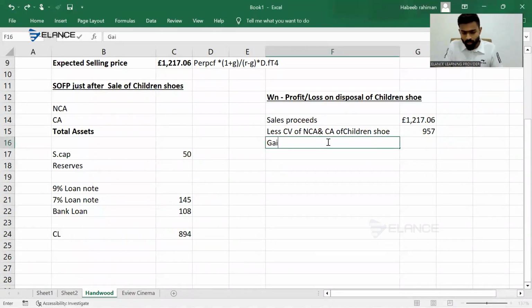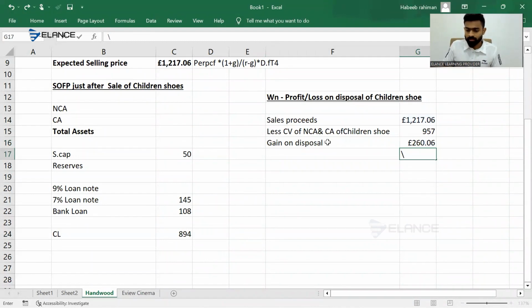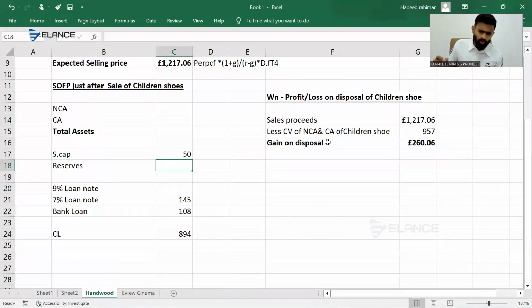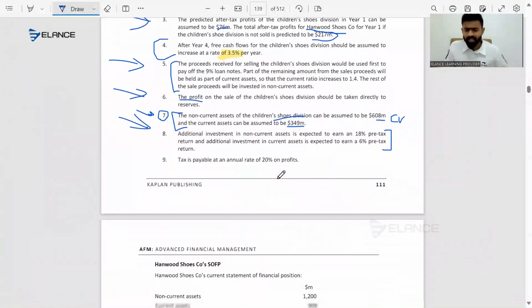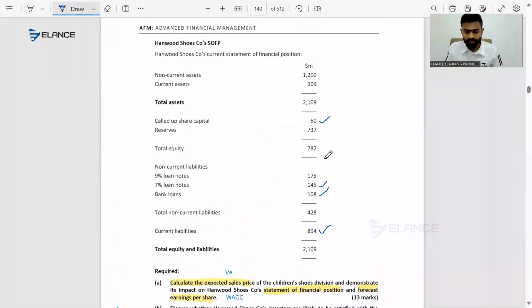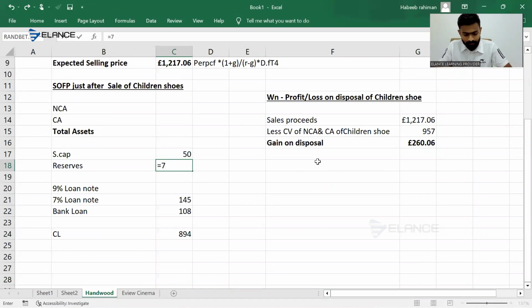So gain on disposal is equal to 1217 minus 957, which is 260. This gain has to be taken to which account? Reserves. What is the current reserves? The current reserve till just before the sale of this division is 737, right? So 737 plus the gain on disposal. This is the reserves, just before the sale of the division, not after 1 year. If they ask to calculate after 1 year, we need to take the profits of 1 more year of running.